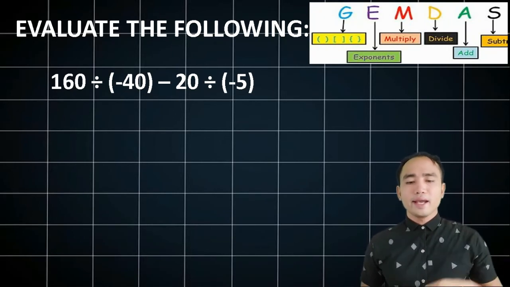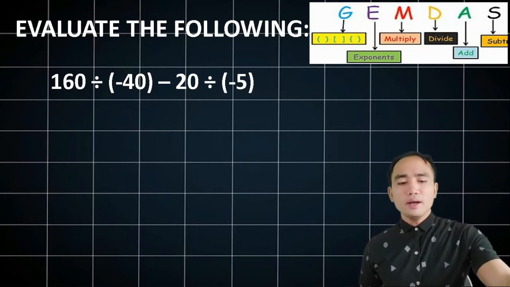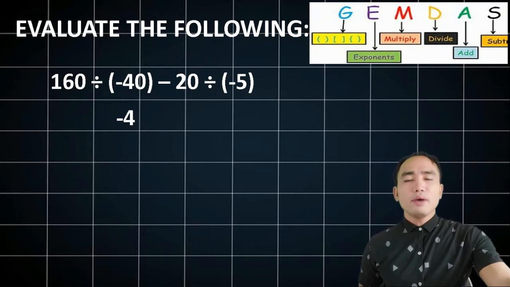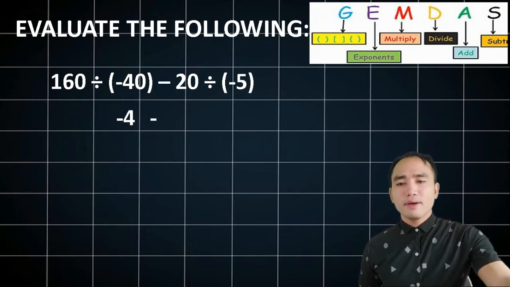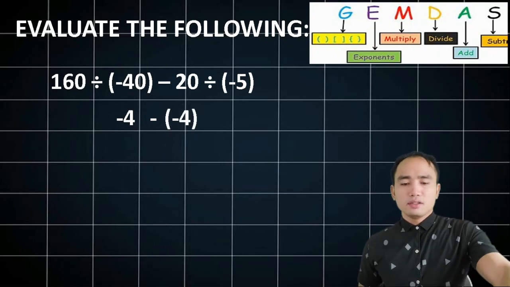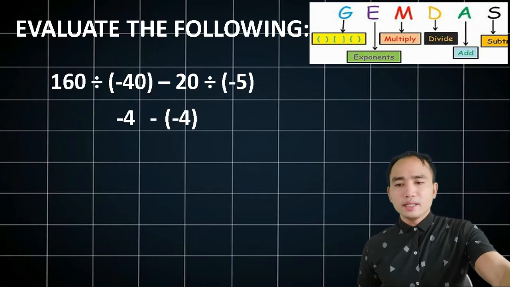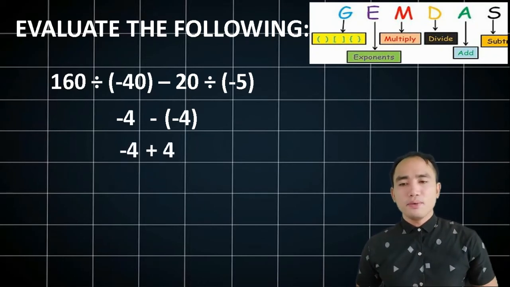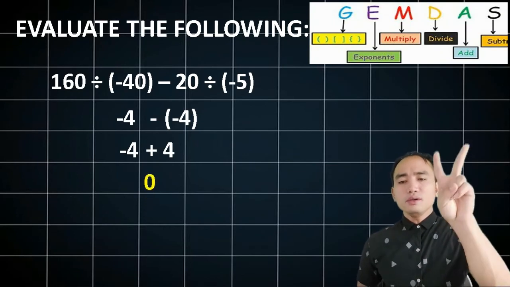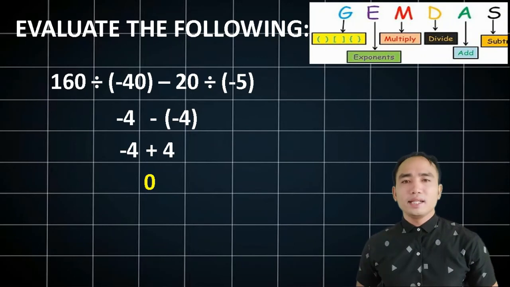160 divided by negative 40 is negative 4, minus 20 divided by negative 5. The answer is negative 4. So we will first evaluate negative times negative 4, and that will be positive 4, and negative 4 plus 4 is 0. So if two same numbers with different signs, the answer is always 0.